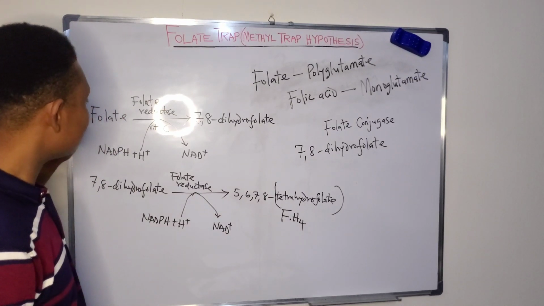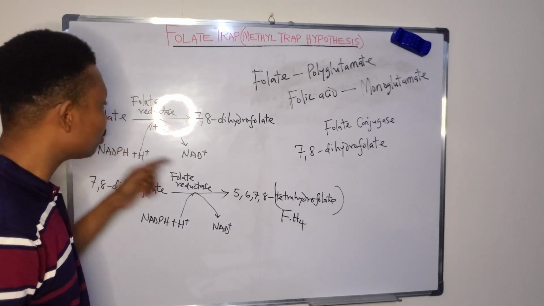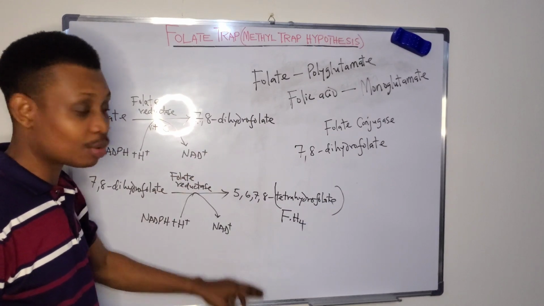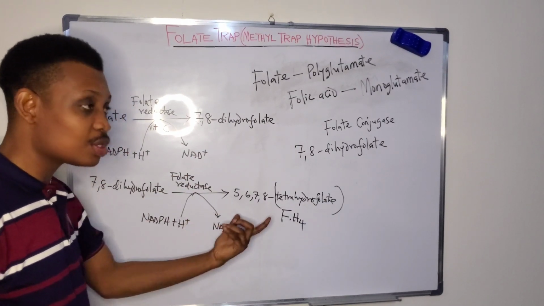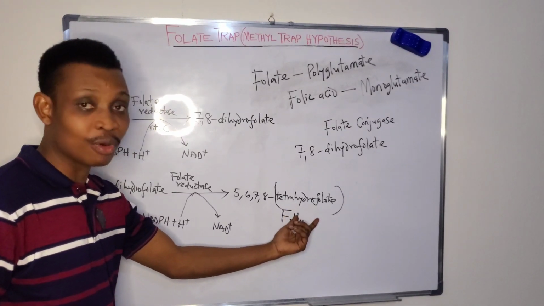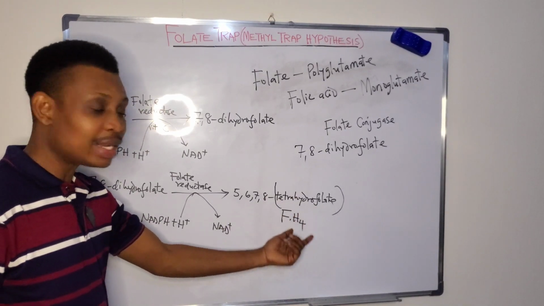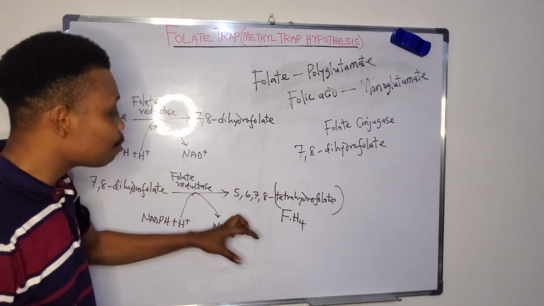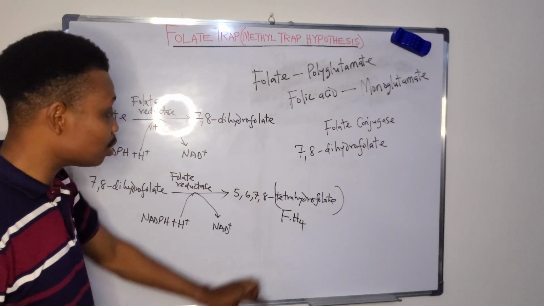Now, this is the active form of folate. So folate in this form is not the active form. Whereas when it undergoes the steps of hydrogenation, it becomes active. So this is the biologically active form. So this folate carries out its physiological role in this form.